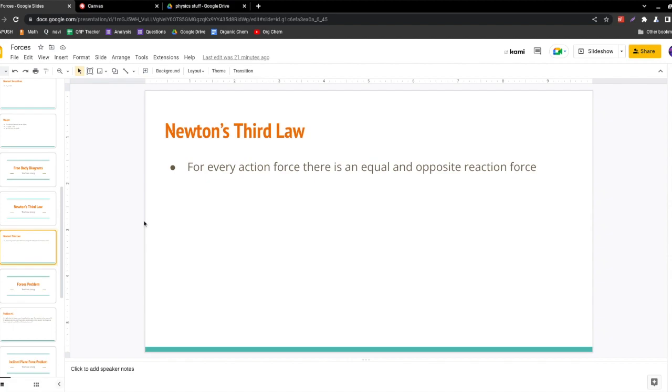And you're going to be like, no way, right? Because if that's the case, how do objects even move? If I'm pushing an object and the force it's exerting on me is the same as the force I'm exerting on it, then how does that object move? So we're going to want to think about it this way through an example.